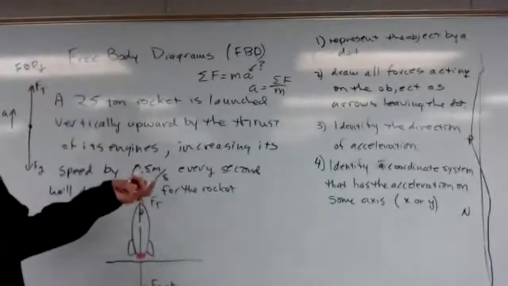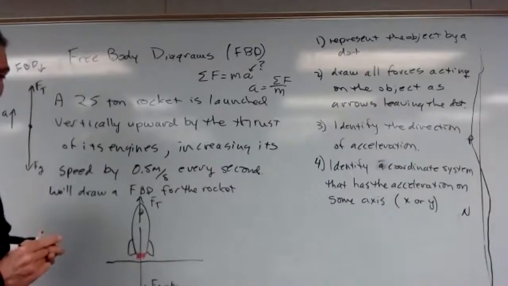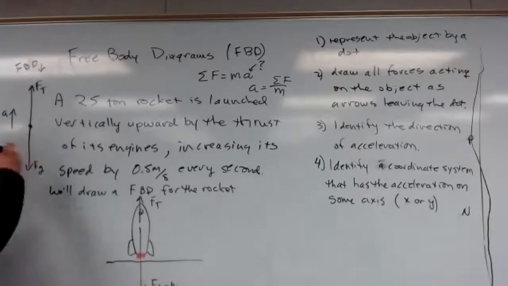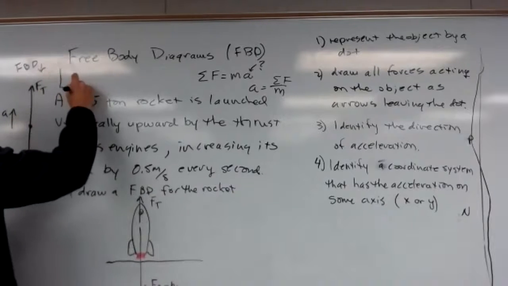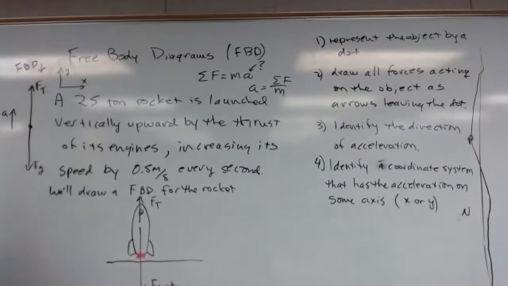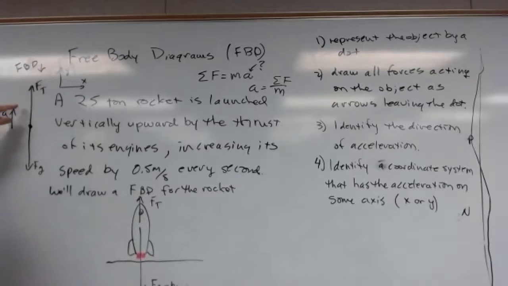Step 4 is identify a coordinate system that has the acceleration acting on some axis. And so you want to pick a coordinate system. The obvious coordinate system we pick for most problems is this one, y and x. There'll be times where we won't want to do that, and it will be because the acceleration isn't along one of those axes. But before you pick a coordinate system for your problem, identify the direction of the acceleration, and then choose a coordinate system so that the acceleration is along one of those axes.